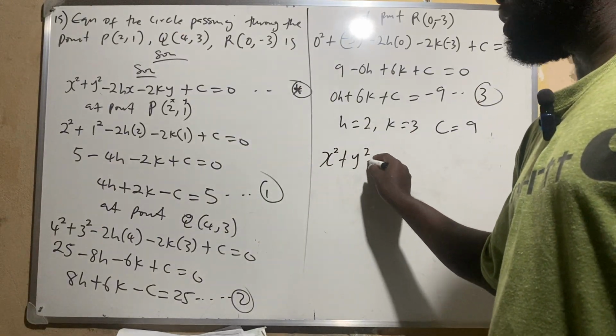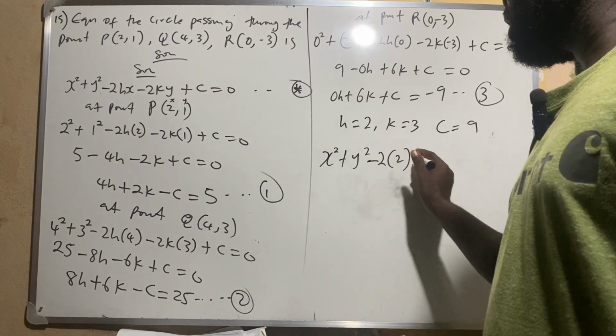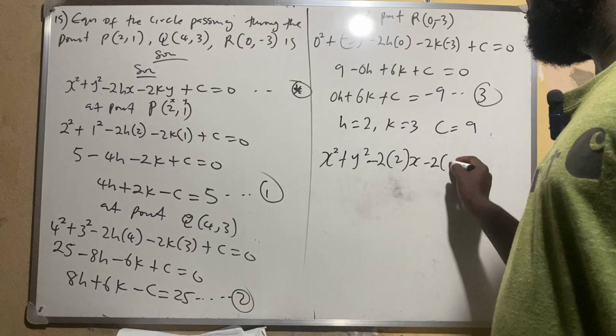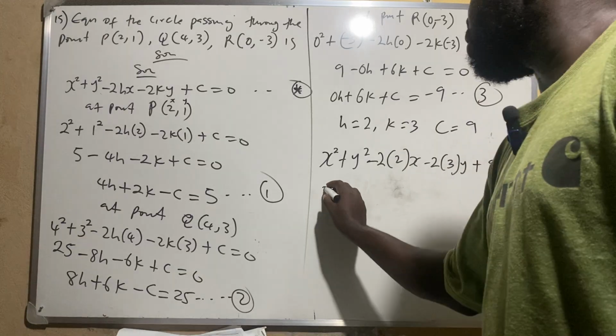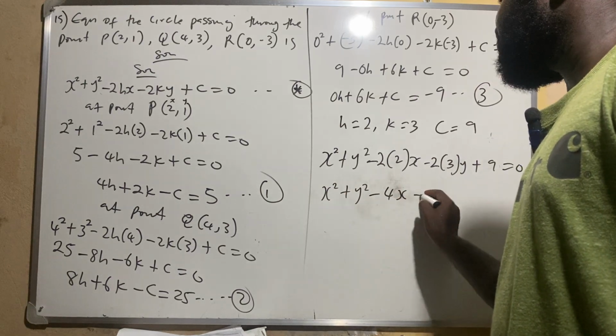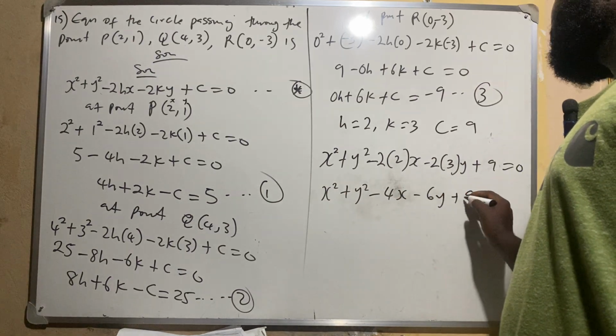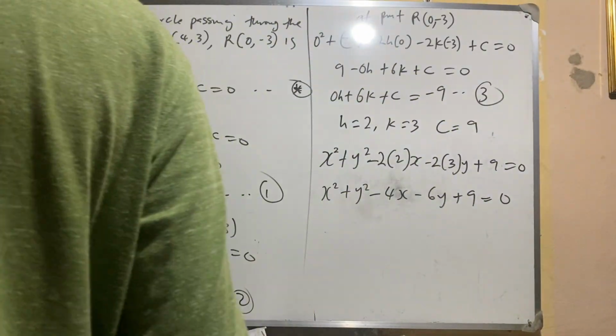x squared plus y squared minus 2 in bracket of 2x minus 2 in bracket of 3y plus 9 is equal to 0. Which is what? x squared plus y squared minus 4x minus 6y plus 9 is equal to 0. So that is the equation of the circle.